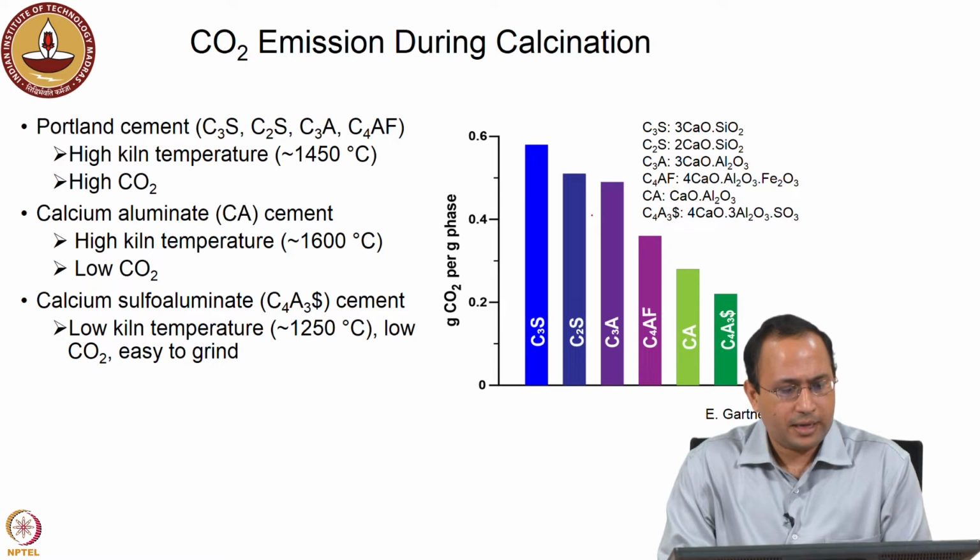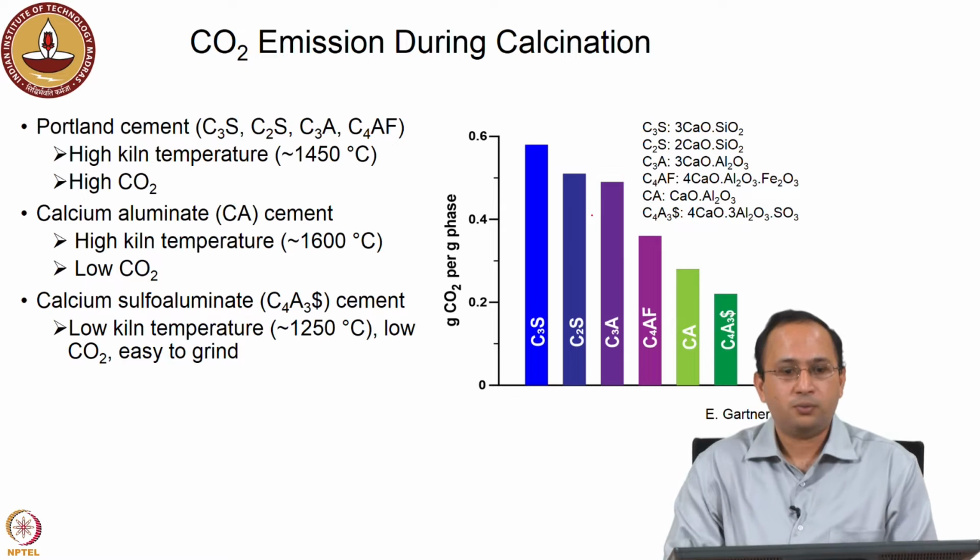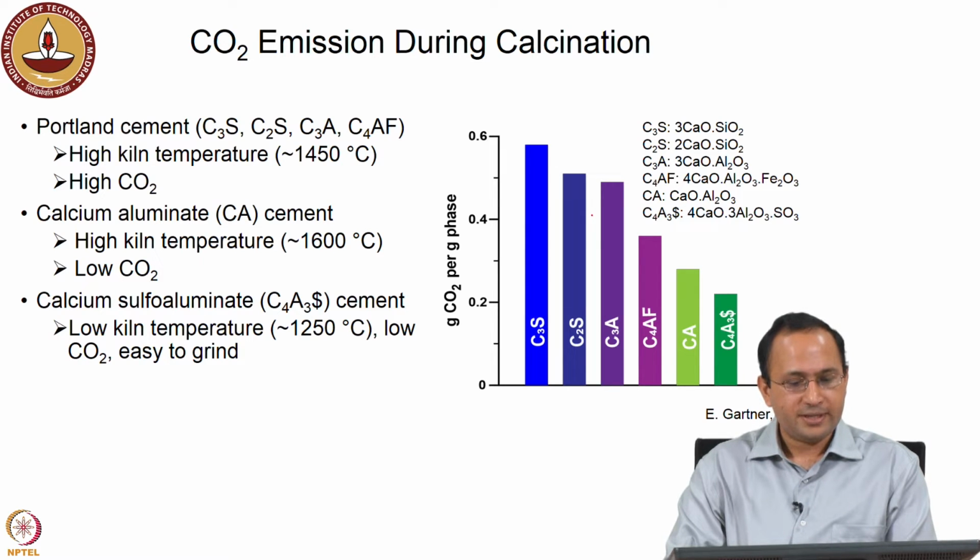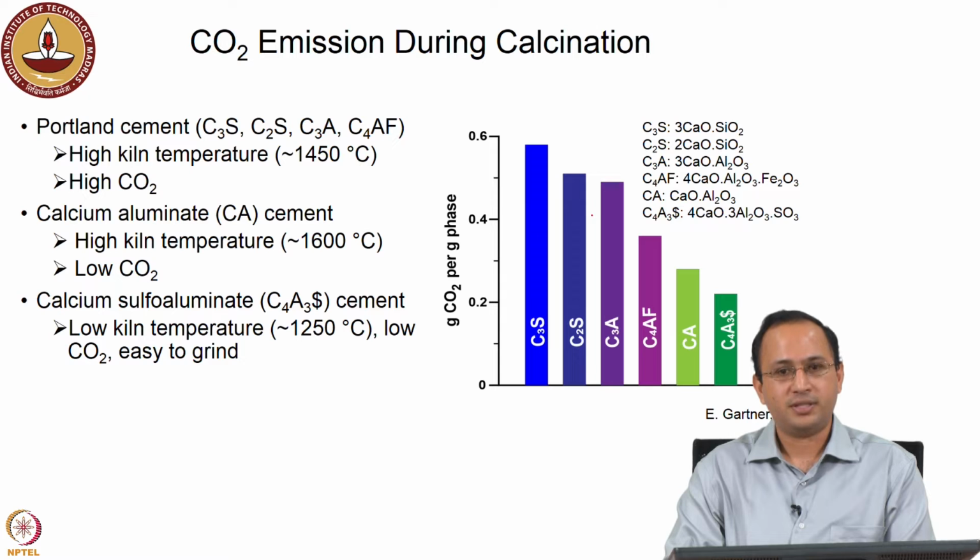We know that a very high kiln temperature is used to manufacture Portland cement, roughly around 1450 degrees C. But to make calcium sulfoaluminate cement, we need to go only to 1250 degrees Celsius. So, we can cut down the kiln temperature by 200 degrees Celsius. In addition to that, we need less grinding energy, because the calcium sulfoaluminate cement clinker is more porous. So, all these advantages lead to reduction in CO2 emission and energy requirement.